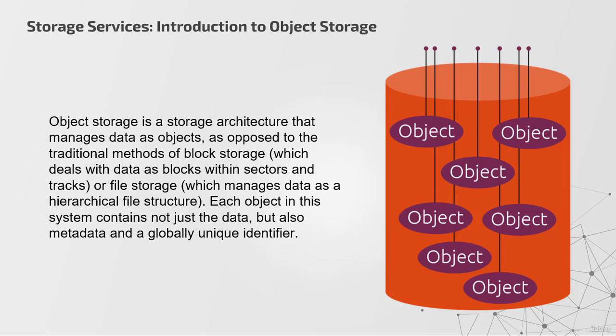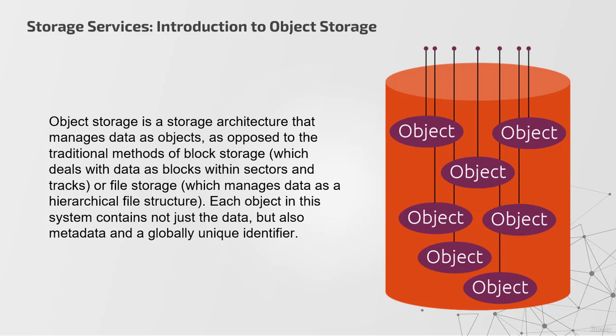The third type of cloud storage is known as object storage, and this is basically a storage architecture that manages data as objects, as opposed to the traditional methods of block storage, which deals with data as blocks within sectors and tracks, or file storage, which manages data as a hierarchical file structure. So each object in this system contains not just the data, but also metadata and a globally unique identifier.